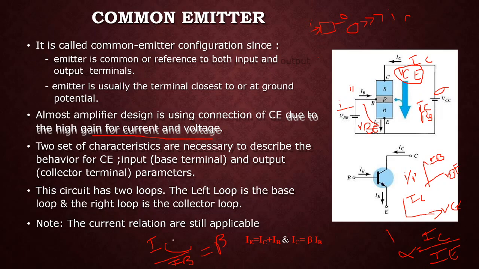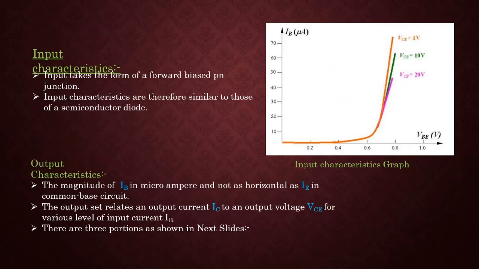If you observe, IC is in milliamps, but the IB current is in microamps. So the beta value is large, and the current gain is very high for the common emitter configuration. Next we have to concentrate on the input and output characteristics. We already discussed how to plot the input characteristics and output characteristics.